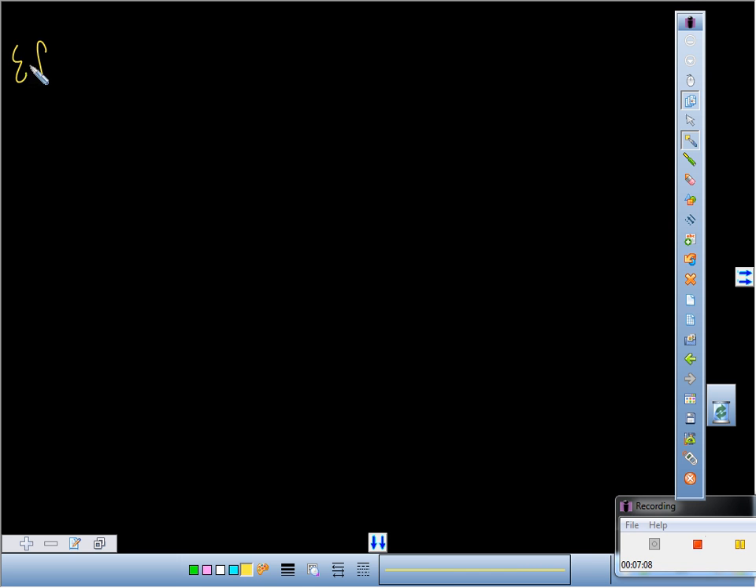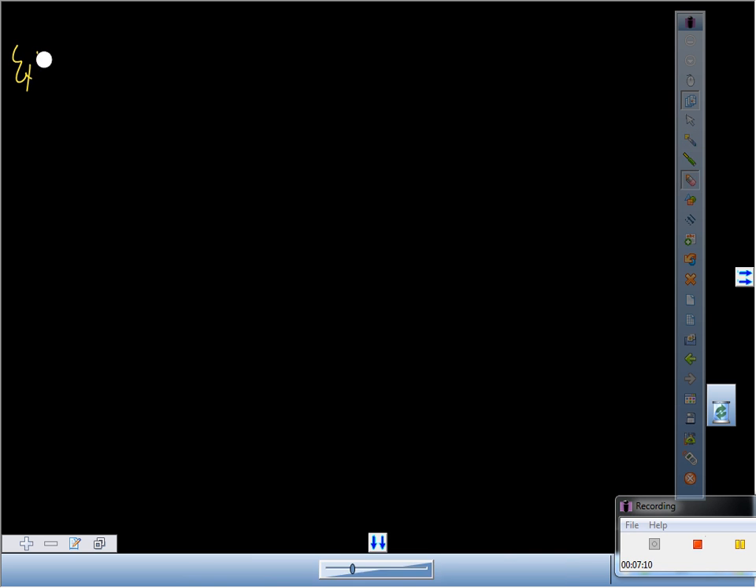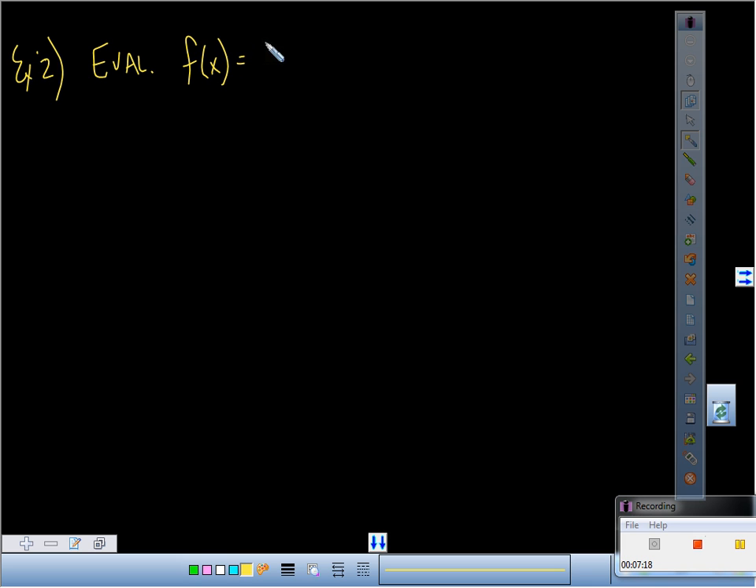So this is example 2 in our book. It tells me to evaluate f of x equal to 2x to the 4th minus 5x to the 3rd minus 4x plus 8 when x equals 3. Okay? When x equals 3. So, what am I going to do, guys?